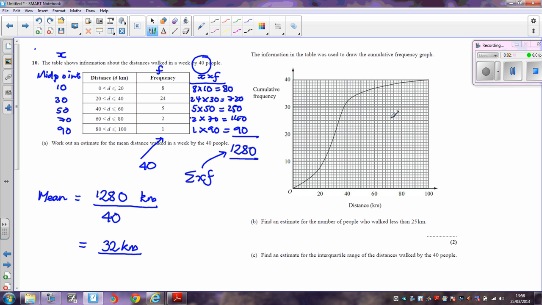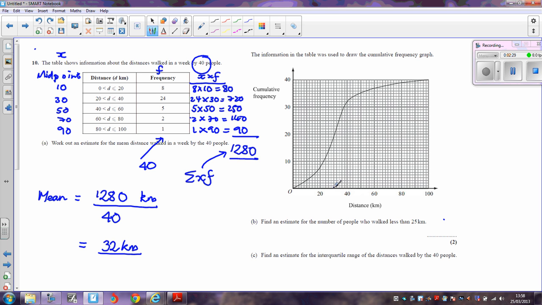distance walked. Now for the next part of the question, they have drawn the cumulative frequency graph. And remember, the cumulative frequency graph tells you the number of people who, in this case, walk less than a particular distance. So first of all, the question says the number of people who walked less than 25 kilometers.